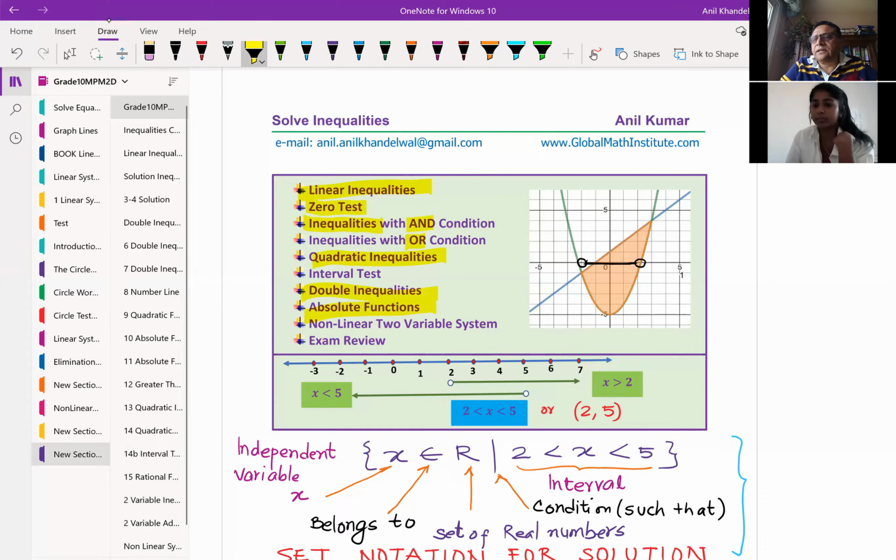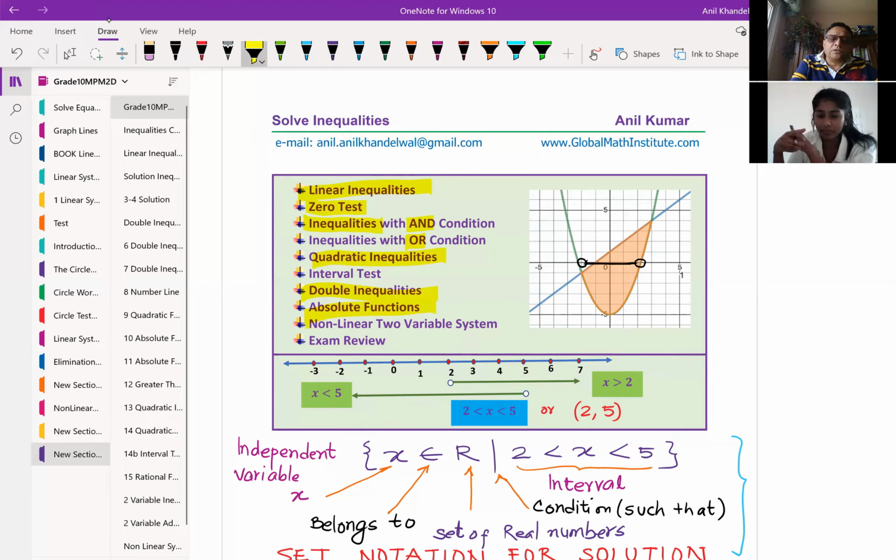Absolute functions is a big thing, especially for your year 13. There, most of the questions involving inequalities will have a component of absolute function some way or the other. So it's a good idea to understand the whole concept.